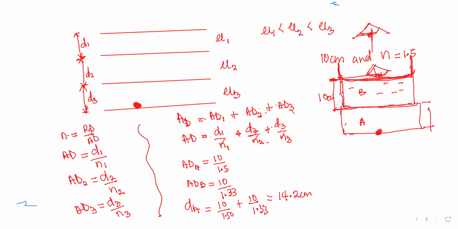All right. Then the vertical displacement. The vertical displacement will certainly be the real depth minus the total apparent depth. The real depth is 20 centimeter minus 14.2. And that must also give us 5.8 centimeter.